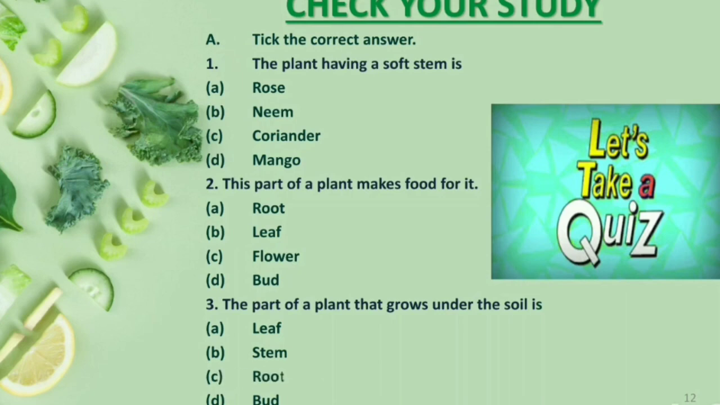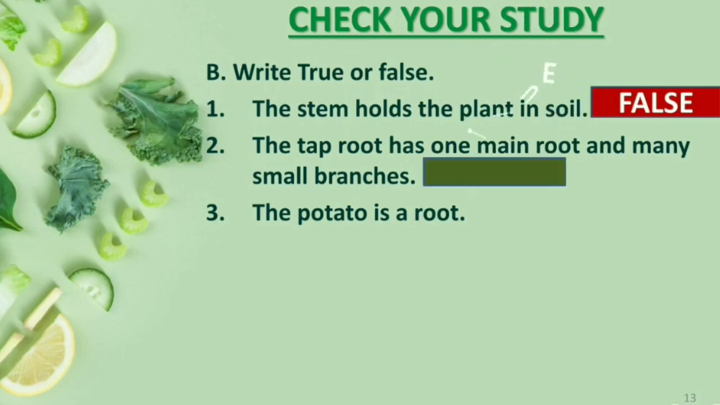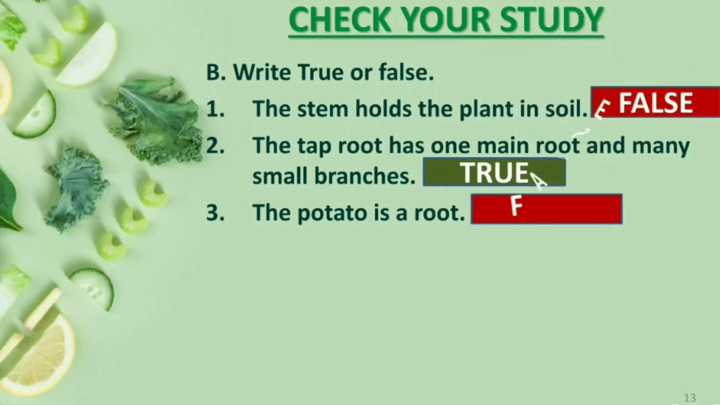Moving on to our next question. Write true or false. The stem holds the plant in the soil. The answer is false. The root holds the plant in the soil. The taproot has one main root and many small branches. The answer is true. Taproot has a single main root. Potato is a root. It is false. Potato is a stem.